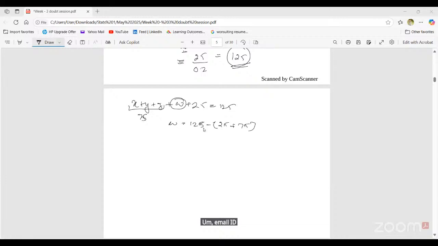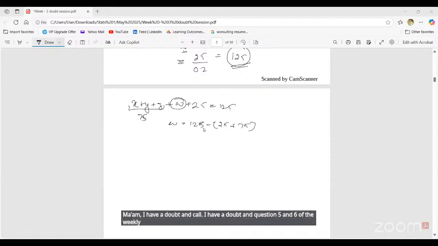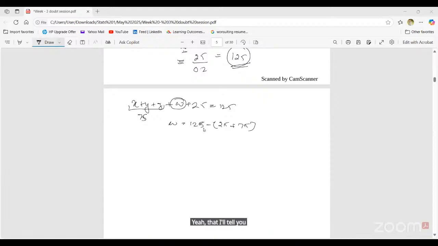Ma'am, I have a doubt about question 5 and 6 of the weekly mock. I will tell you tomorrow. What is the correct answer? I do have a doubt, I'll just confirm it and let you know tomorrow. No, ma'am, what according to you is the answer? I want to know that. According to me, it should be ratio, but I have to check it. And question 5?